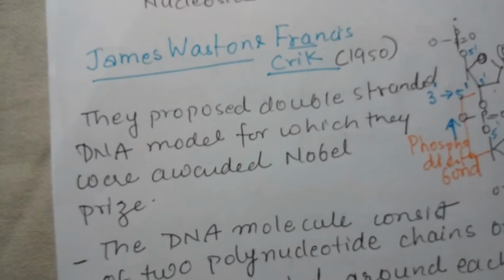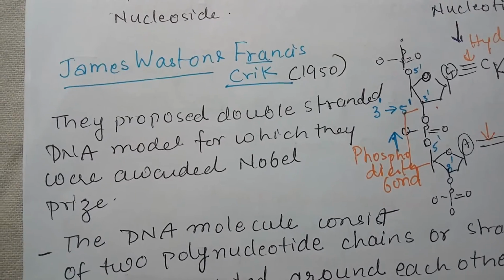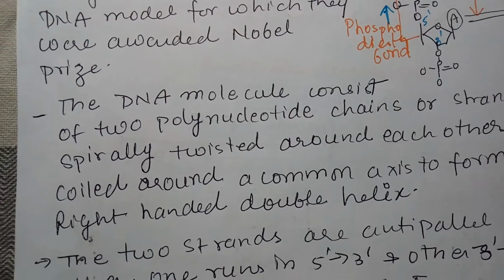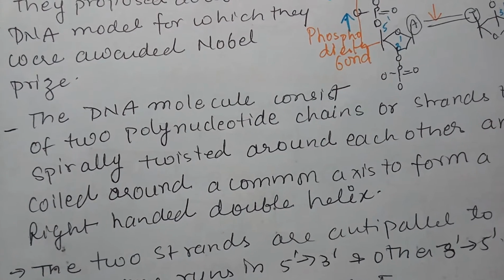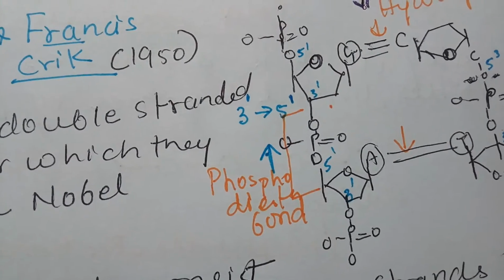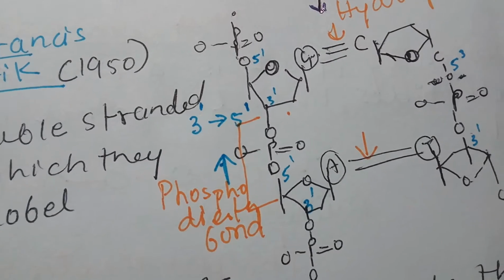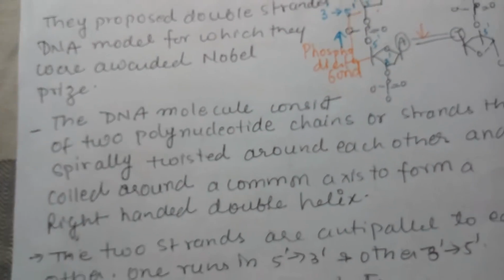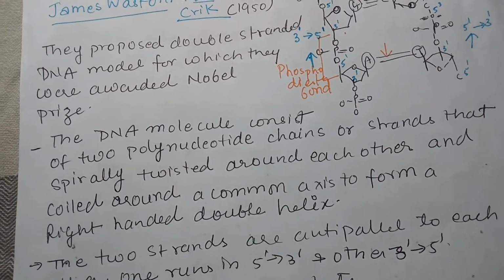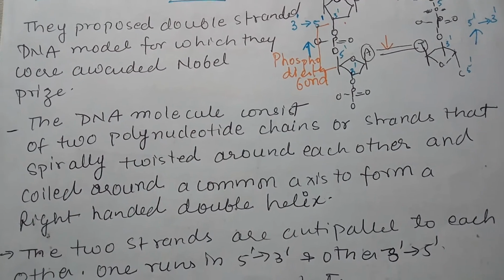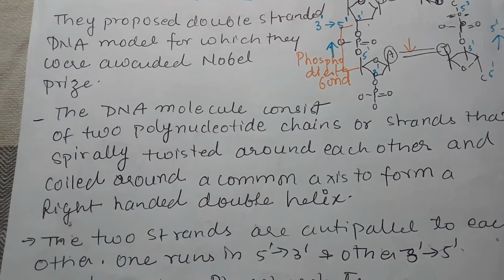Now James Watson and Francis Crick, in 1950, proposed the double helix model of DNA, for which they were awarded the Nobel Prize. According to that, DNA consists of 2 polynucleotide chains, as we have seen, with a phosphodiester bond between the sugars in one polynucleotide chain. The 2 polynucleotide chains or strands are spirally twisted around each other and coiled around a common axis to form a right-handed double helix.